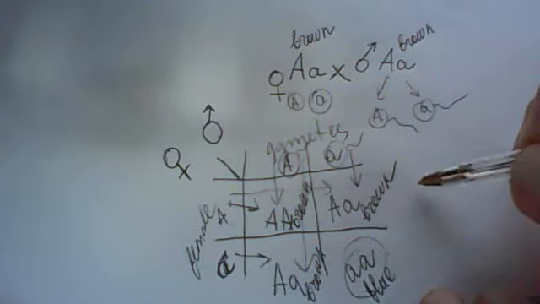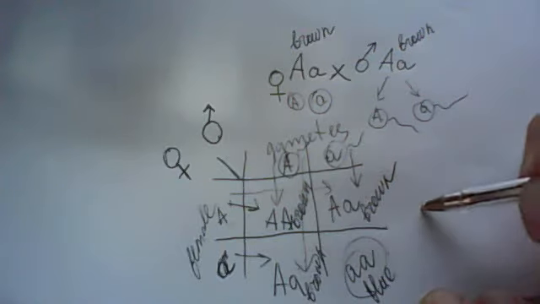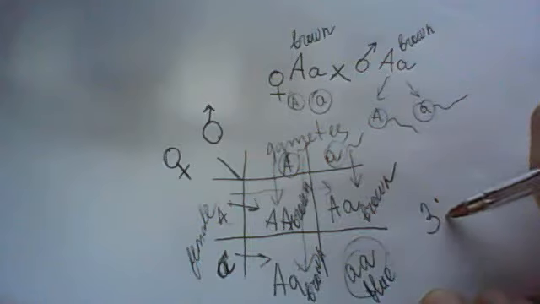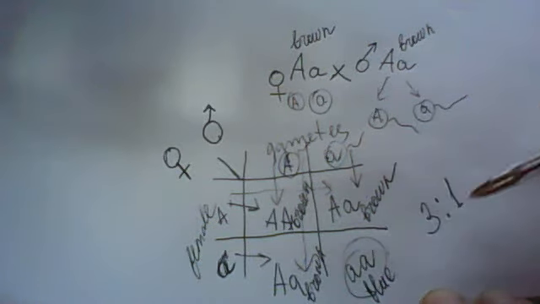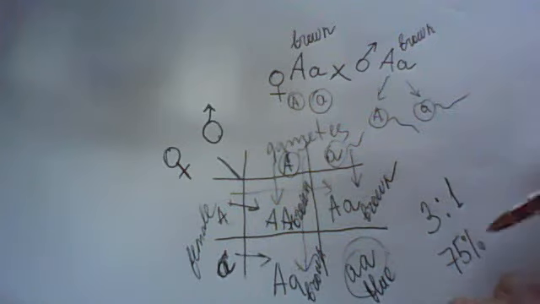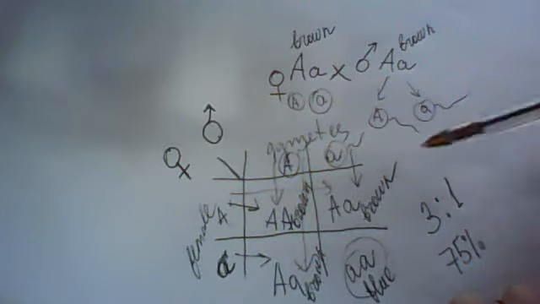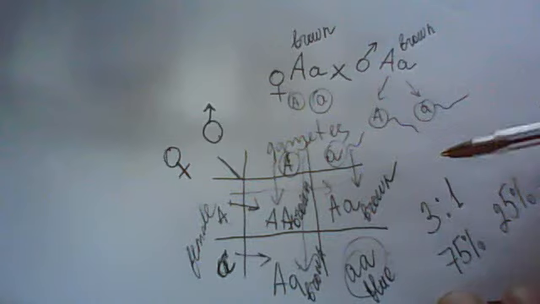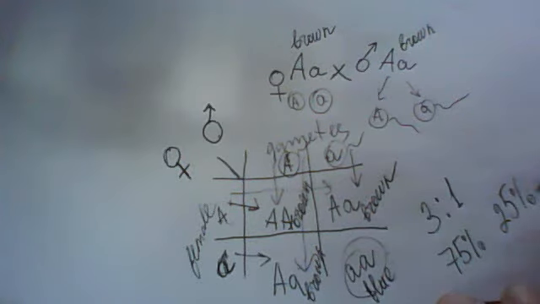Okay, probabilities: 1, 2, 3. Three brown-eyed persons for one blue-eyed person, or a 75% probability of having brown eyes in the offspring, and 25% to have blue eyes in the offspring.